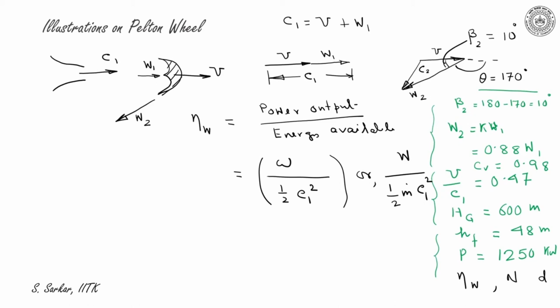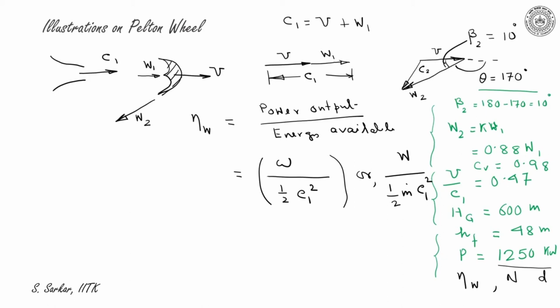Please note that I'm considering one bucket, and I'm considering a single jet. In this problem, there are two jets. So finally, if I calculate mass flow rate considering the total power, that is 1250, please remember, this has come from two nozzles.